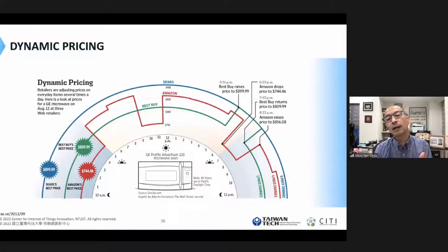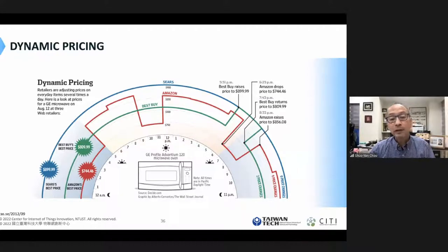to around 7:30, 8 o'clock, maybe a lot of housewives or people going home will buy the machine. They raise the price, and during other times, maybe housewives will try to buy them, and they are more sensitive to the price. The price will be lower.